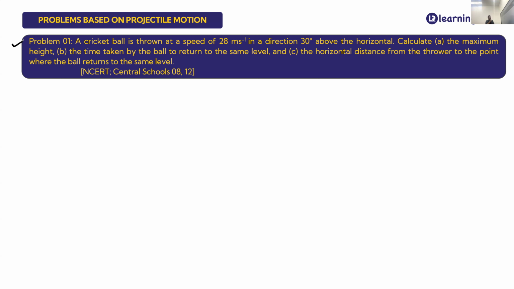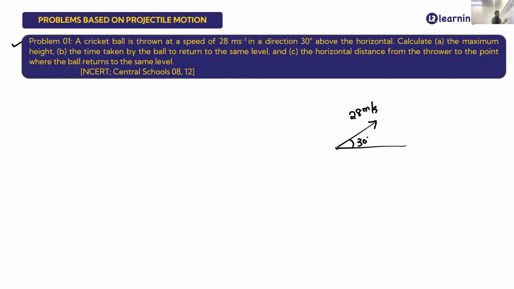So it says there is a cricket ball which is thrown at a speed of 28 meters per second at an angle of 30 degrees above the horizontal. Calculate the maximum height, the time taken by the ball to return to the same level, and the horizontal distance from the thrower to the point where the ball returns to the same level.